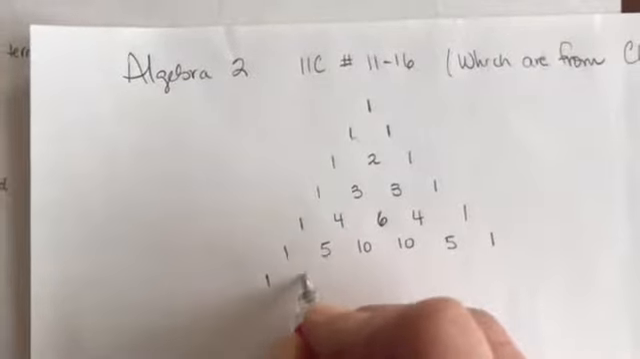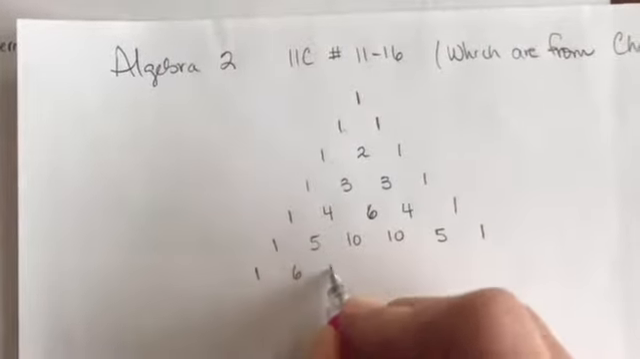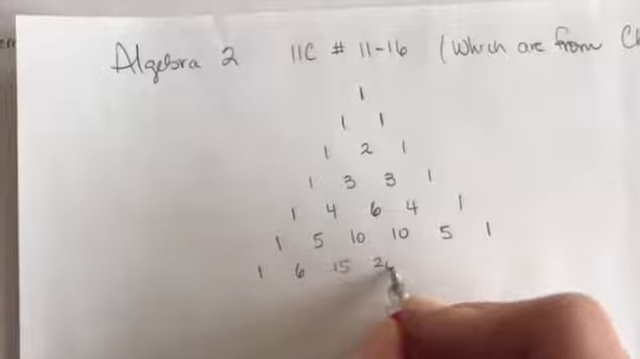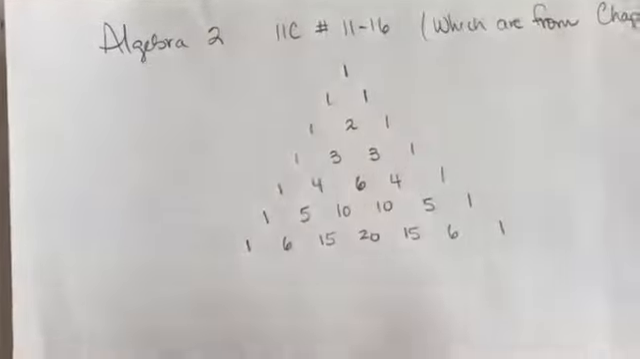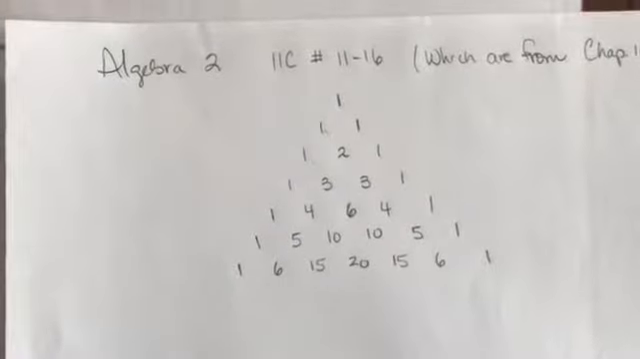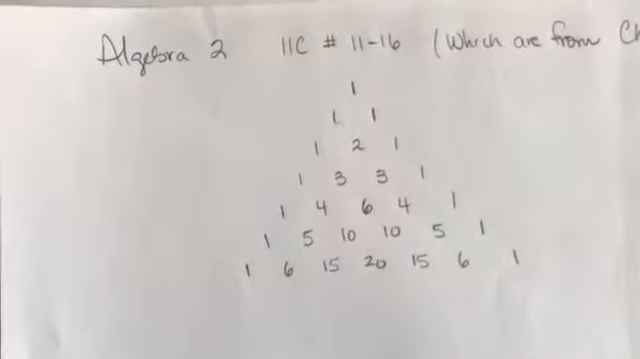I can't really remember how far it's going to ask us to go, but 10 and 5 is 15. And that's 20. And that's 15. And 6 and 1. Okay, this would obviously keep going down forever and ever, but this is what we're going to need and use for doing these problems.